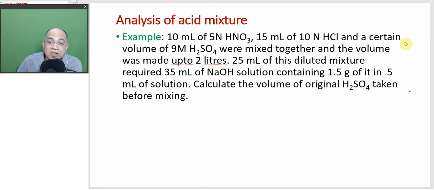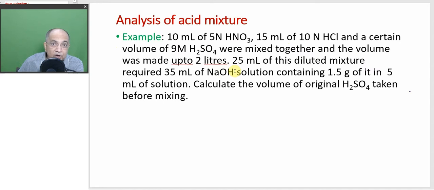And certain volumes of acids and 9M sulfuric acid were mixed together. And the volume was made up to 2 liters by using a 2 liter flask. Now see, if you simply add, it will be approximately 10 plus 15, 25. Supposing you are adding 100 ml, you don't know. So it will be 200 to 50 or something like that. But you have to make it 2 liters by using a 2 liter measuring flask. So now this stock solution is 2 liters.